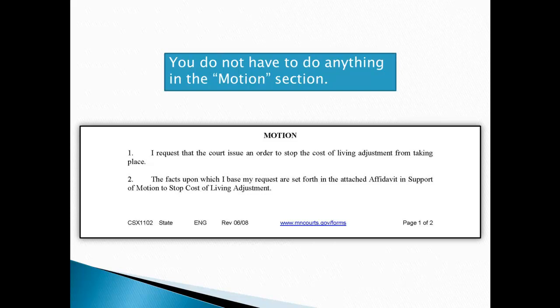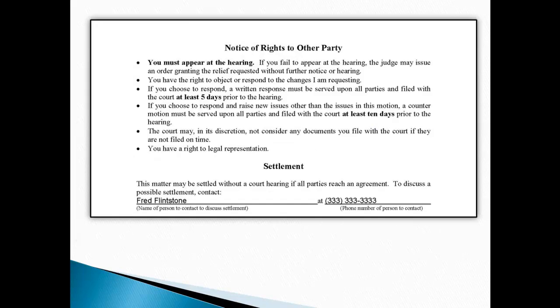As I explained at the beginning of this chapter, a motion is the legal way for you to tell the judge what you want the court to do. In the motion to stop COLA, you are asking the court to stop the COLA increase from taking place. This request is already written for you in paragraph 1. You do not need to do anything for paragraphs 1 and 2.